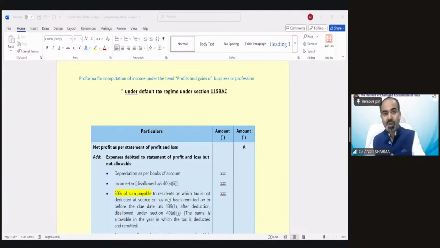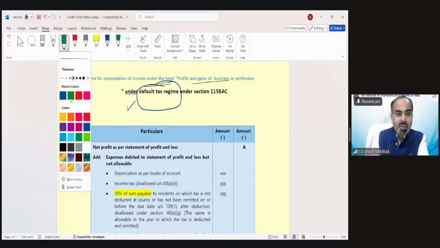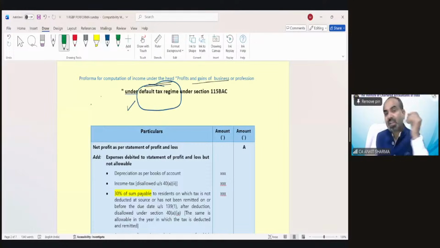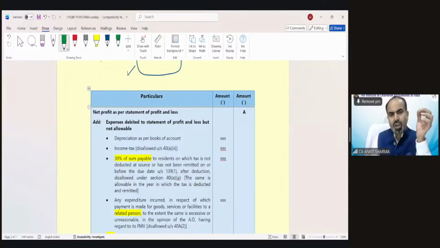So this is a proforma for computation of income under the head PGBP. And this is under the default tax regime. So you have to be very careful about providing specific deductions which will not be available under the default tax regime, which are generally available under the optional tax regime. So important points we are just going to discuss.